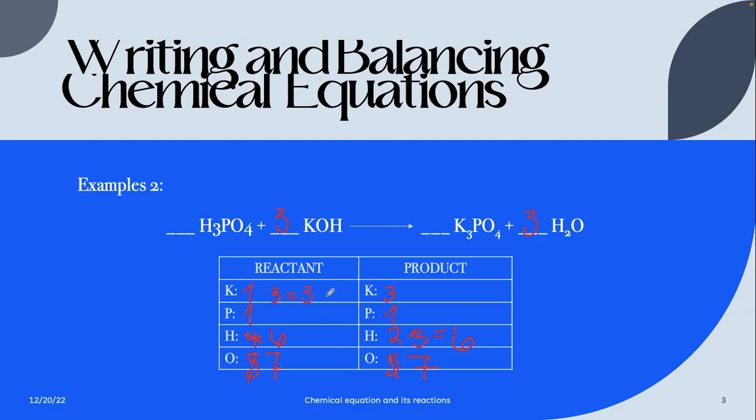So now there is 3 potassium on both sides, 1 phosphorus on both sides, 6 hydrogens on both sides, and 7 oxygens on both sides. So now the equation is balanced. Awesome. So now let's take a look at another example.